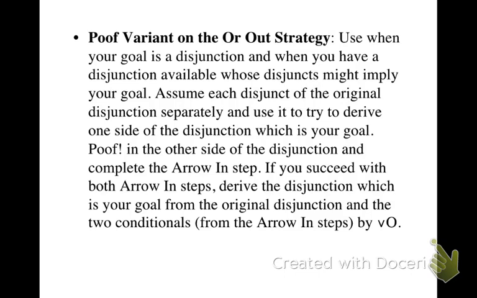If you succeed with both arrow in steps, derive the disjunction, which is your goal, from the original disjunction and the two conditionals from the arrow in steps by wedge out. Let's see how this works in the context of a proof.